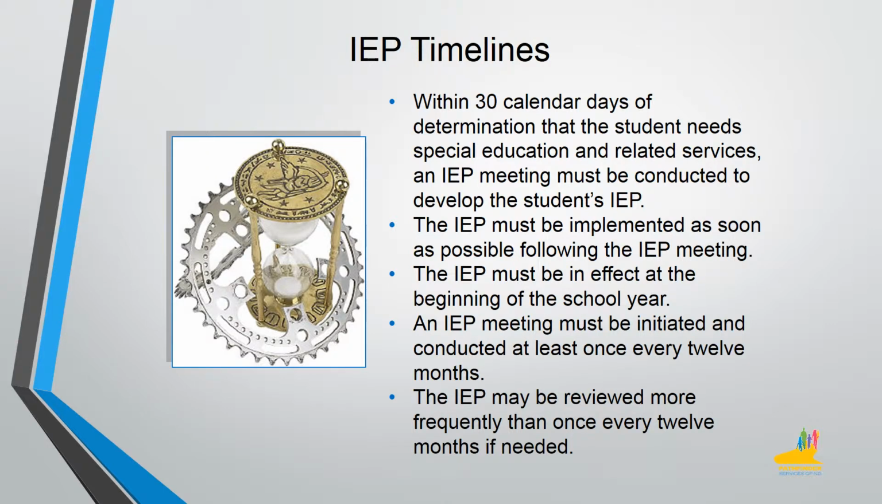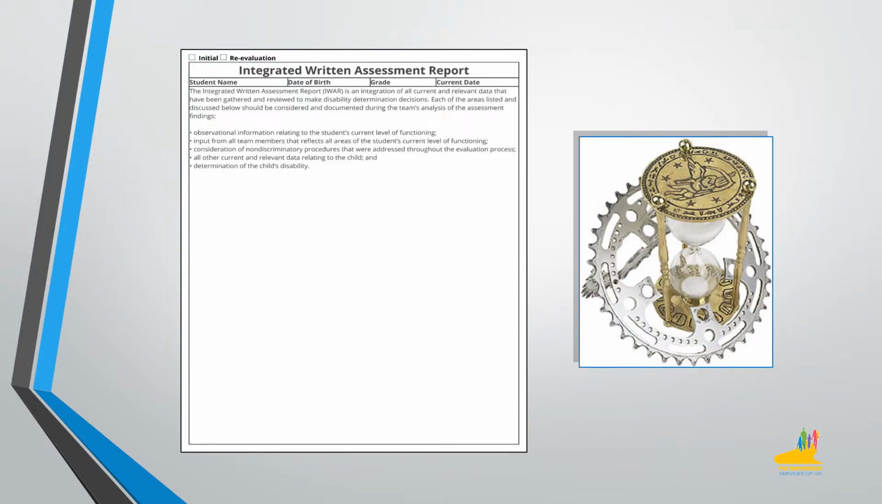The IEP must be implemented as soon as possible following the IEP meeting. The IEP must be in effect at the beginning of the school year. An IEP meeting must be initiated and conducted at least once every 12 months. The IEP may be reviewed more frequently than once every 12 months if needed. Let's take a closer look at each of these timelines.